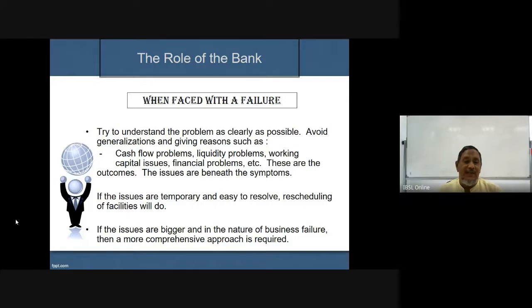The problem is there. Sometimes funds have been misused or used for some other purpose. When the check is coming, funds are not available. So understand the problem correctly. If the issues are temporary and easy to resolve, rescheduling of facilities will do. If the issues are bigger and the nature of the business is failure, then a more comprehensive approach is required. That is, restructuring and other things are required.